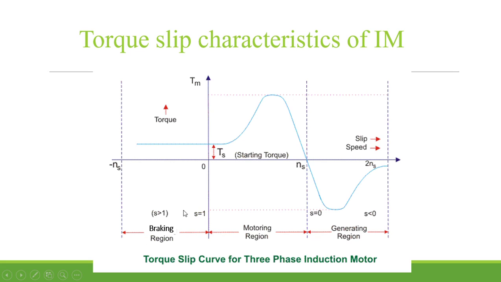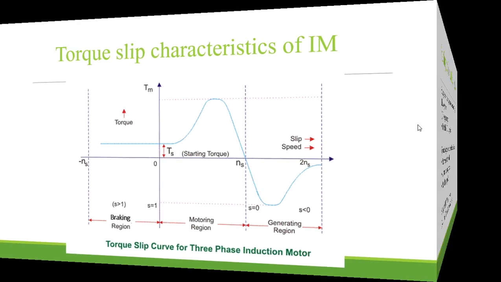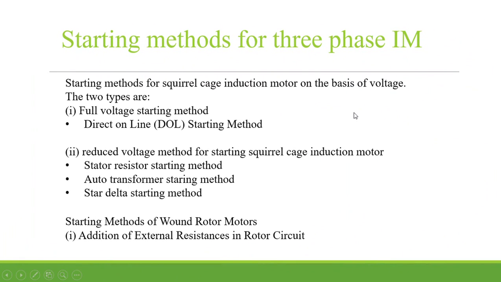So how is it done? When the speed is minus ns and the slip gets greater than 1, braking can be applied. So these three regions are very important. The torque slip characteristics is very important.